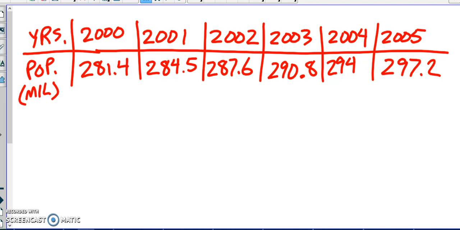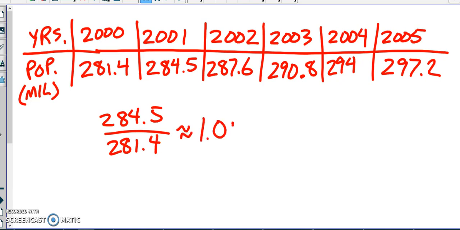So for instance, 284.5 divided by 281.4 happens to come out to be roughly 1.011. And if you take any two more that are consecutive and divide them, it comes out to be roughly the same. So then it says, write the general term for the geometric sequence in n years after 1999.